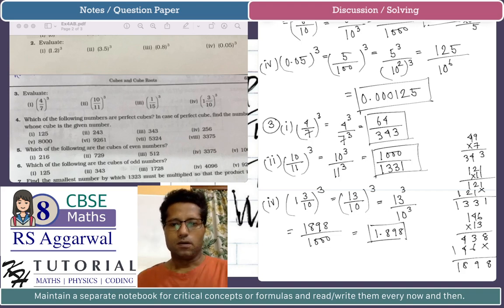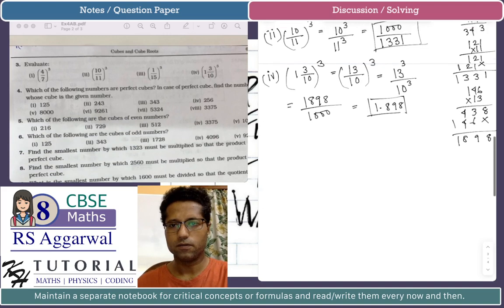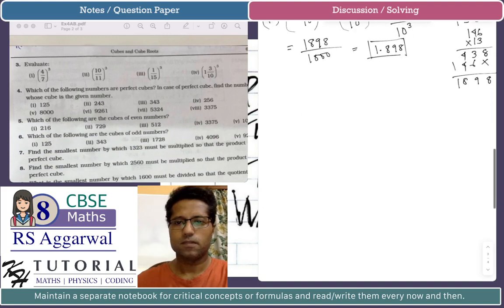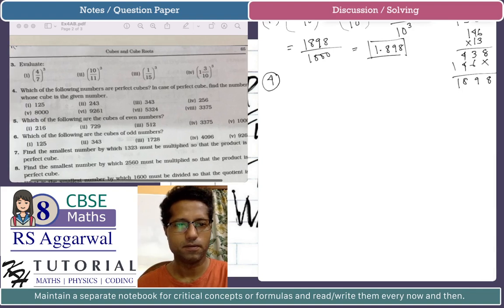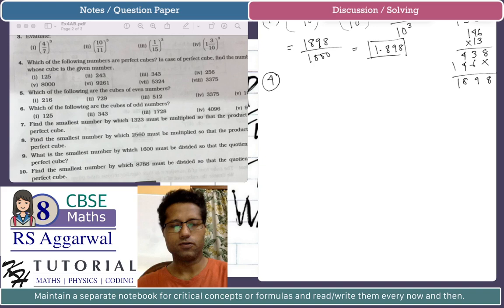Okay, let's do problem number 4. Which of the following numbers are perfect cubes? In case of a perfect cube, find the number whose cube is the given number. Now 125 is simple, I am not doing it. 5 cube is 125. Now 243 is also simple.